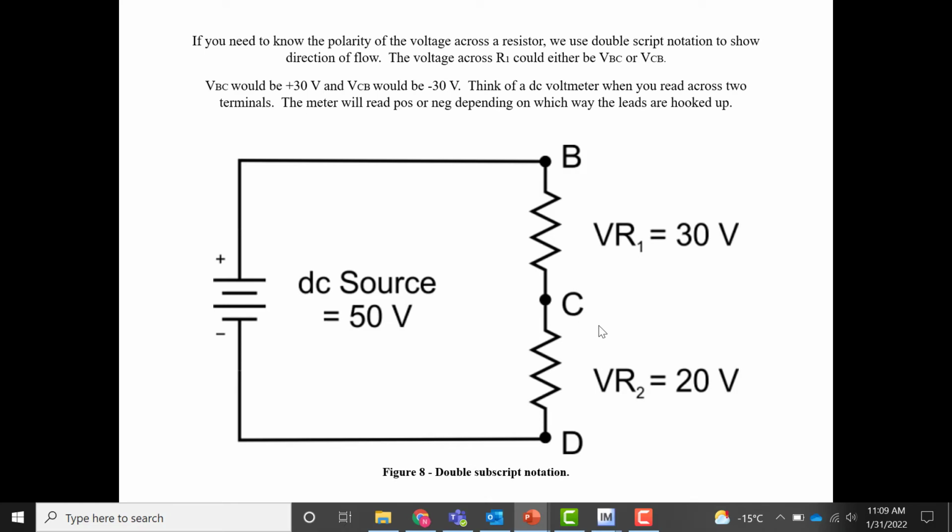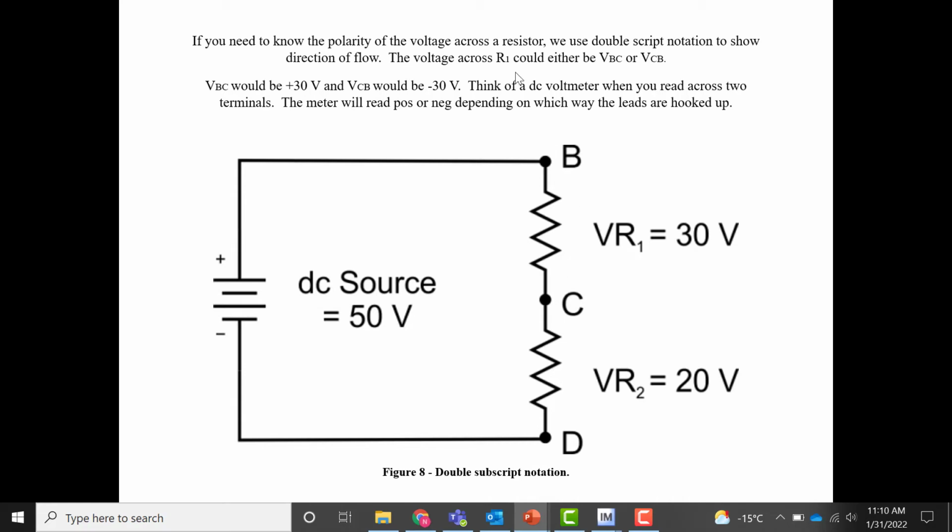If we need to know the polarity of the voltage across a resistor, we would use double subscript notation. So I can put a meter across here. This is a DC source, and I could read 30 volts here, 20 volts here. But what if I wanted to know what it was from B to C or C to B, if it was positive or negative, because sometimes that's important, depending on how the supply is hooked up, or even just in reference to another point in the circuit.